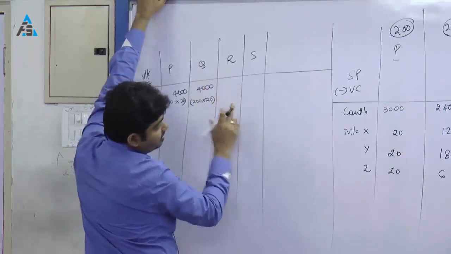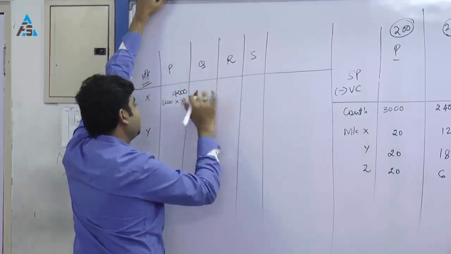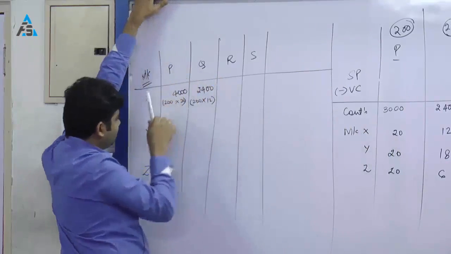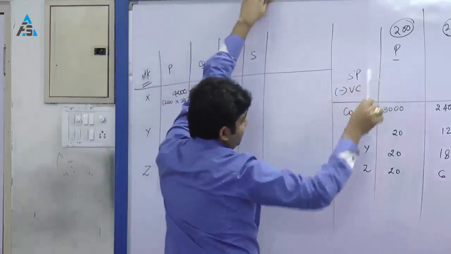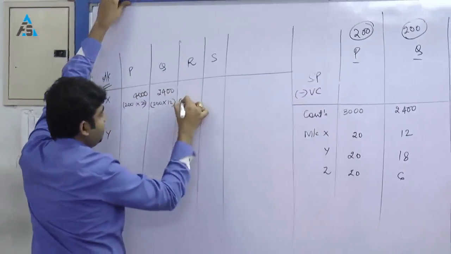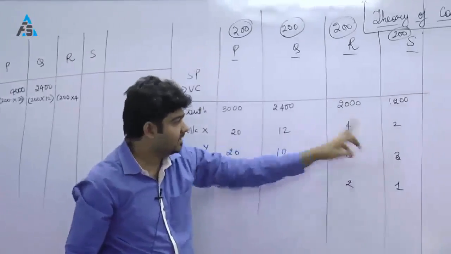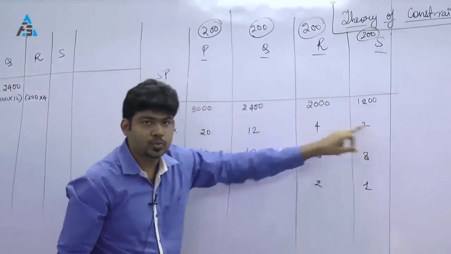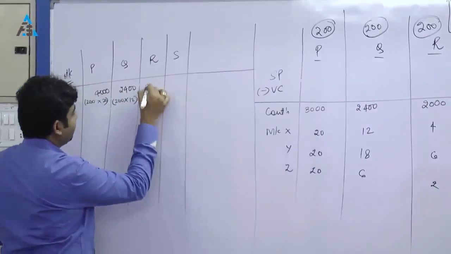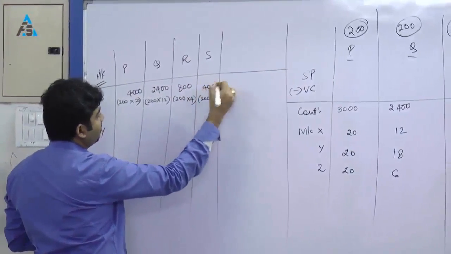Q will take 12, my bad. So 200 into 12 will work out to 2,400. So machine X, Q: X will take 12 hours. Continuing, 200 into 4, 800. And then 200 into 2, which works out to 400.